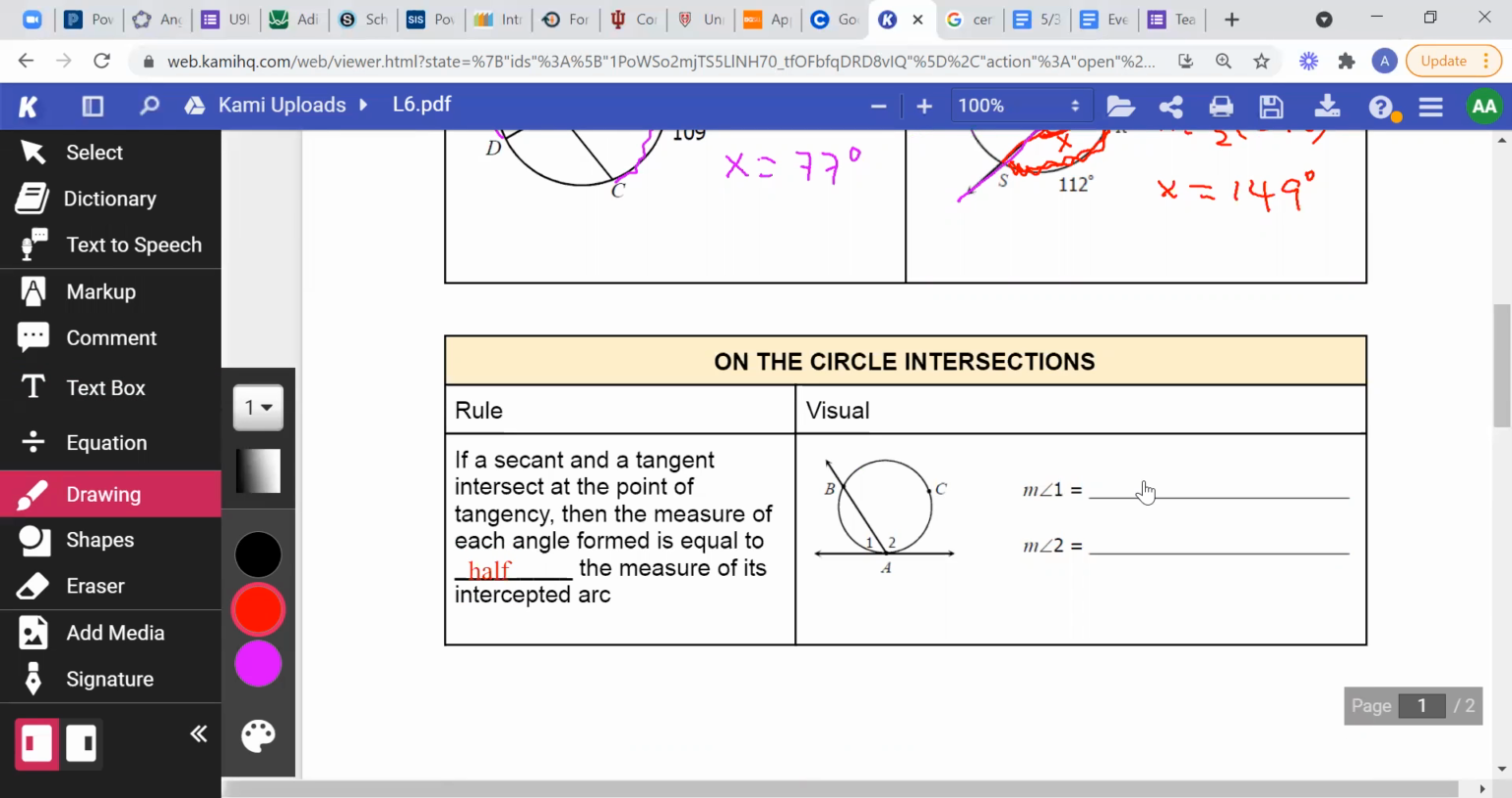Which means here, if I want to find measure one, it intersects this arc, so it's going to be half of this arc here. Since A has this arc AB, it's going to be half of AB in terms of arc. The other one, measure two, has this arc that it intersects. So measure two is going to be half of arc BCA.